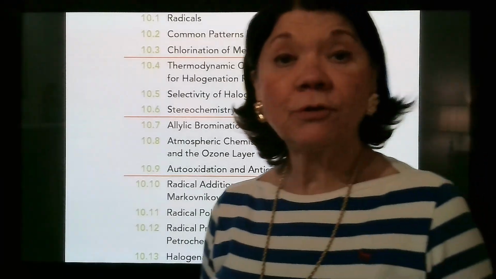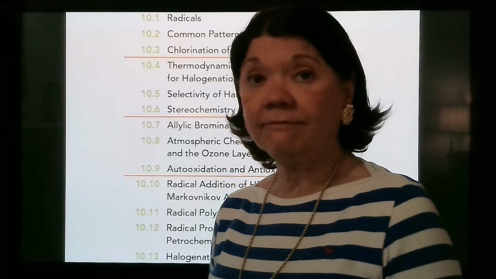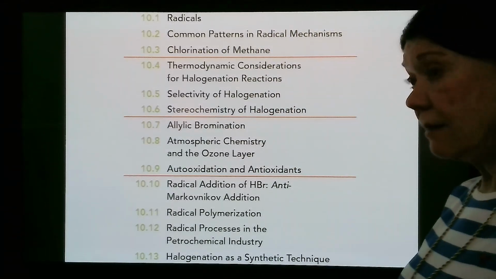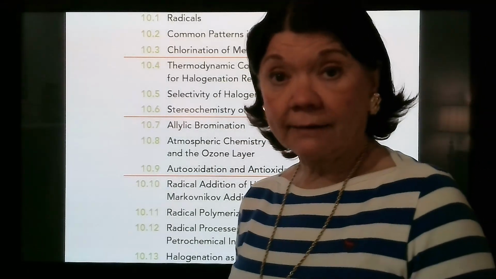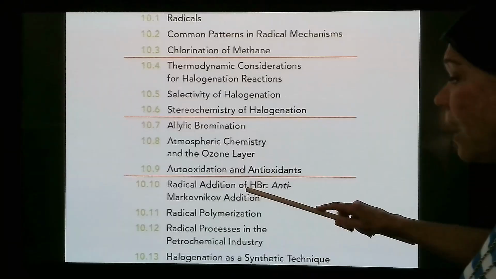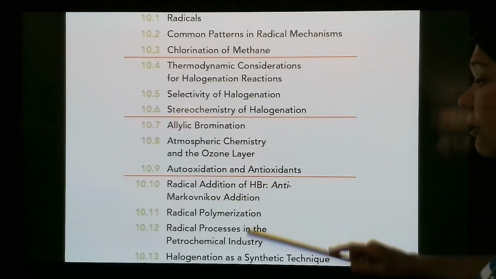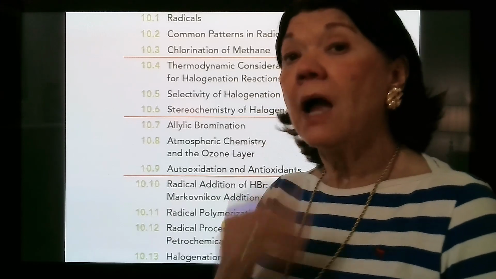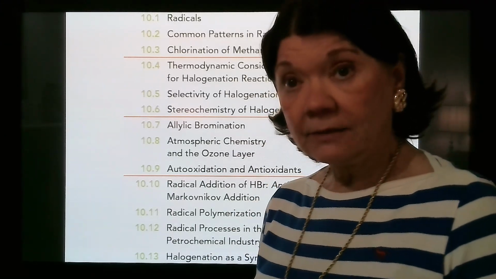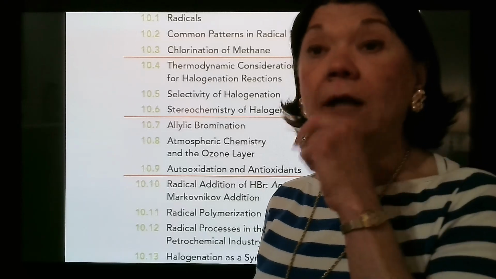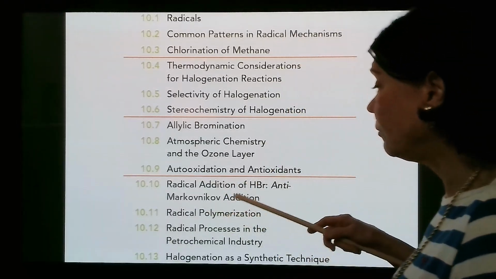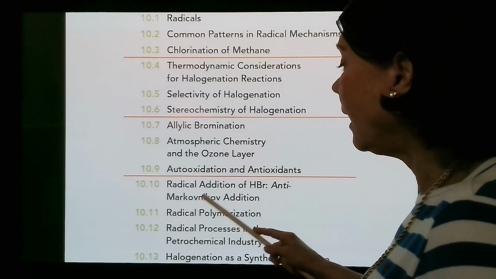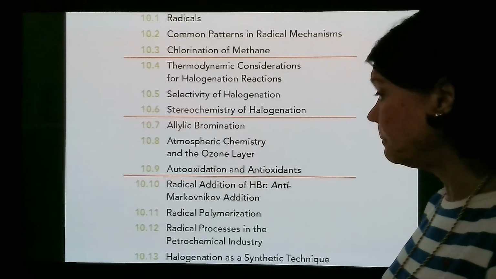Now this is Chemistry 3053, and this is the fourth and final video for Chapter 10, which covers radicals. Here we're going to be considering the radical addition of HBr. That's the anti-Markovnikov addition, which we covered very briefly earlier when we were looking at additions to alkenes and to alkynes. Now we're going to consider the addition to alkenes here and explain why you get the anti-Markovnikov addition.